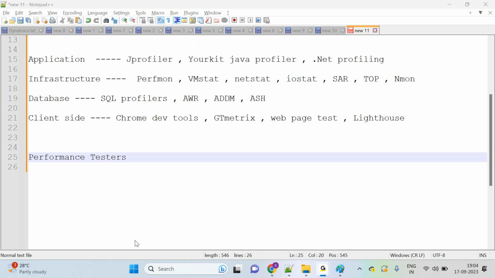What is SAR here, Sherwana? SAR in infrastructure is actually a command only, like how top works. SAR is also one of the commands which will list the processes with CPU and memory levels. Will it work in Linux as well as Windows? This is Linux. See, in this entire list, Windows is only Perfmon. The rest are all Linux. Okay, clear. Thanks, sir.